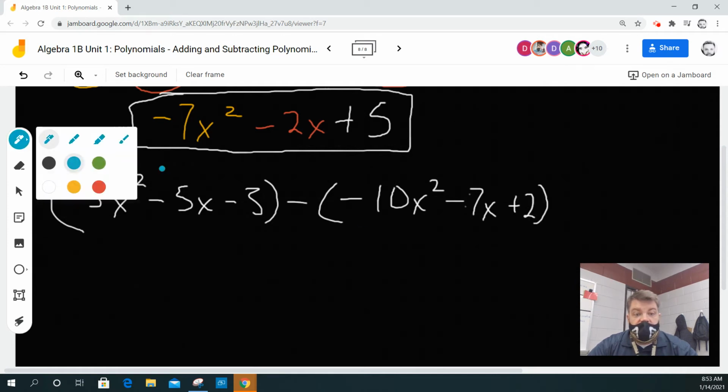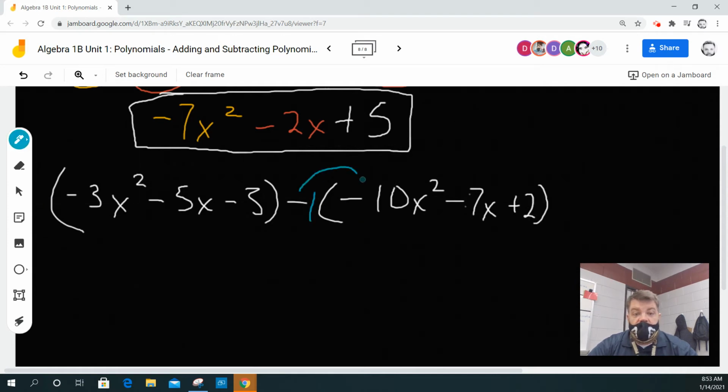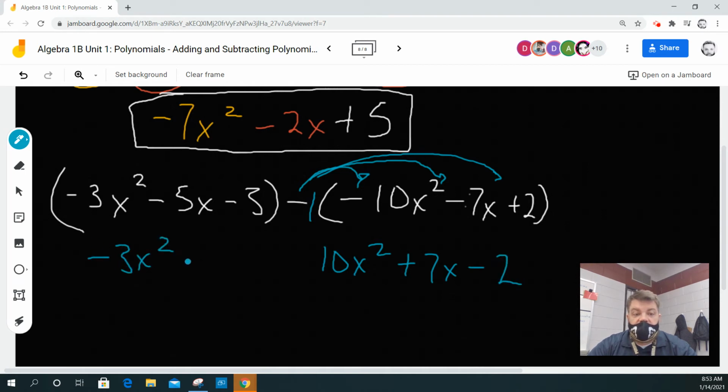Again, what we're going to do is think of this as like a negative 1. We're going to multiply that through. Negative 1 times negative 10x squared is a positive 10x squared. Multiply this through again. Negative 1 times negative 7x is a positive 7x. And then the negative 1 times positive 2 is negative 2. Everything over here remains the same. We don't need the parentheses anymore. And this is a positive 7x, so I'm going to put a plus sign there.